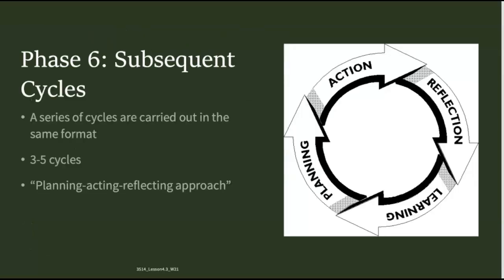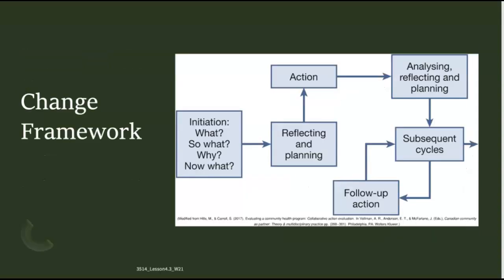So phase 6 is subsequent cycles. A series of cycles are carried out following the same format of planning, reflection, learning, and action. And it's recommended that about 3 to 5 cycles are usually sufficient to bring about transformational change. An advantage of this planning, acting, reflecting approach is to build capacity to continue an ongoing evaluation process, and it's part of initiating change.